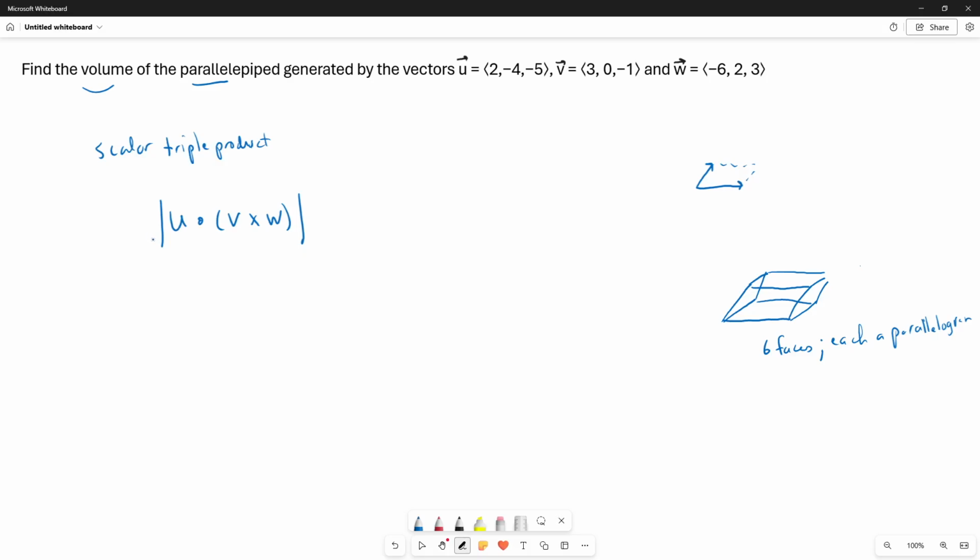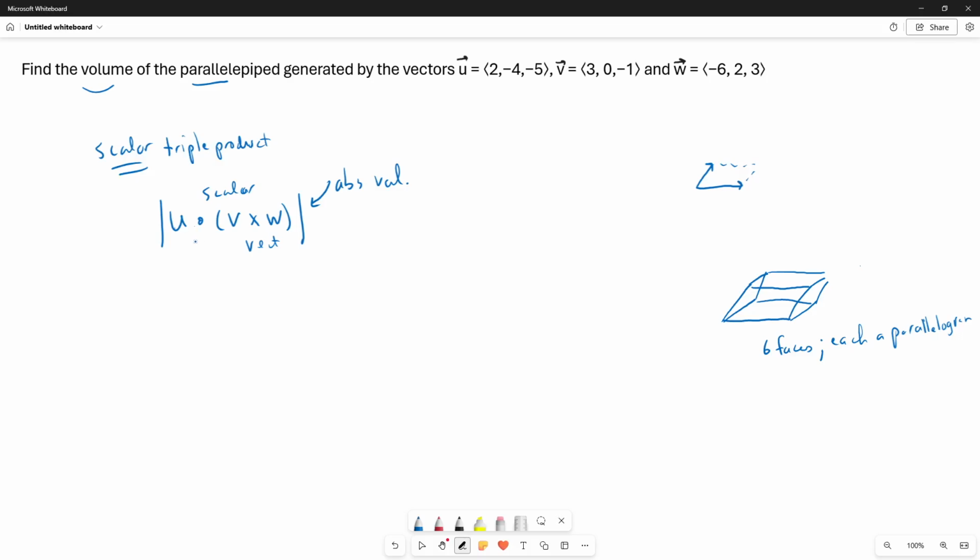Now, are those absolute value bars, or is that magnitude? V cross W is a vector. U, a vector, dotted with a vector is a scalar, and that's why it's called the scalar triple product. We're going to just get a number inside of these vertical bars, and so these are, in fact, absolute value bars. So even if you switch the order of the vectors V and W here, you'll get the same volume.